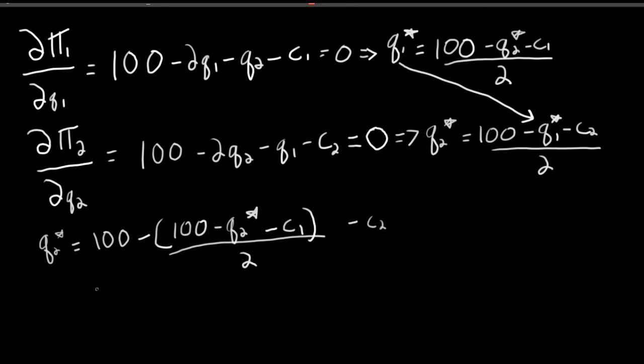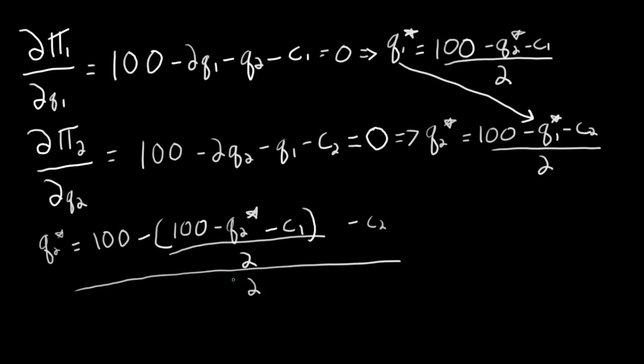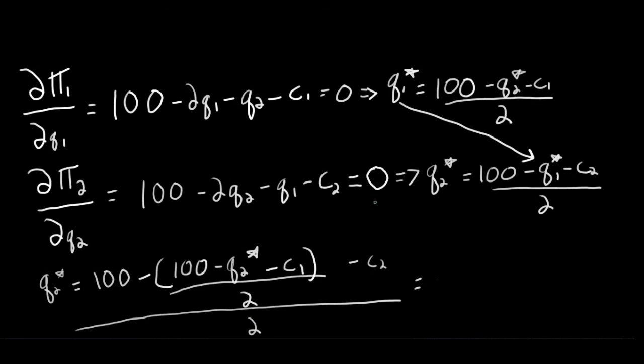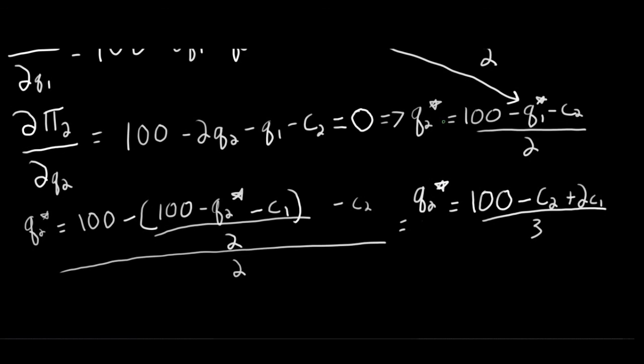After plugging in, we get this equation. We see there's a Q2 star on both sides, but now all we have to do is solve for Q2 star. So we can go through and solve, and we get Q2 star is equal to (100 minus C2 plus 2C1) over 3. This is the Nash equilibrium quantity for player 2.